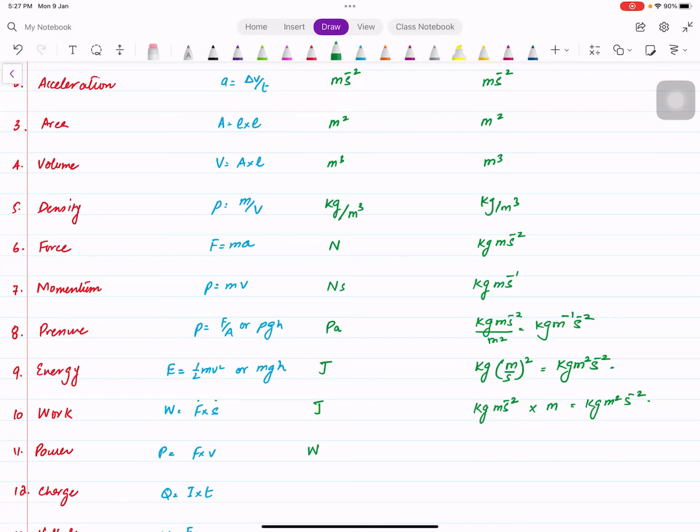So power is in watts, and power is given by force and velocity. Force is kg meter second minus 2, times velocity, which is meters per second, or you can write meters s minus 1. So this will become kg meter square second minus 3. You can alternatively do energy over time. That will also give you the same thing.